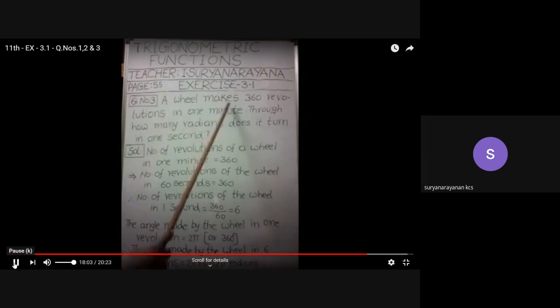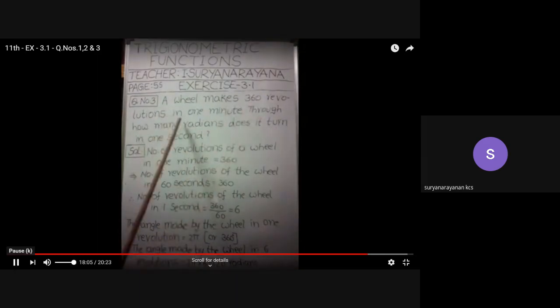A wheel makes 360 revolutions in 1 minute. Through how many radians does it turn in 1 second? Understood the question, my dear children? We have to find the angle made by the wheel in 1 second in radian measure. Understood the question? Come to the solution part.